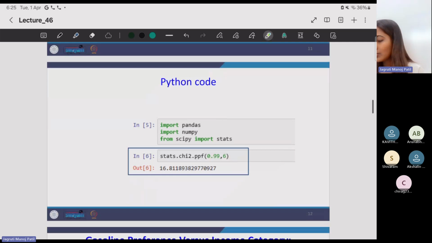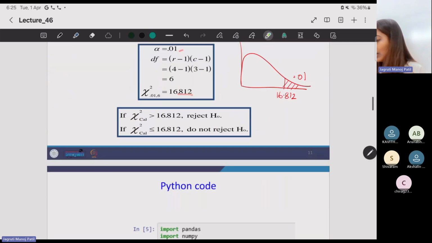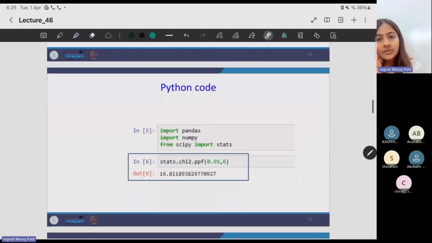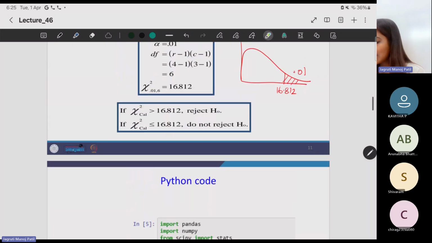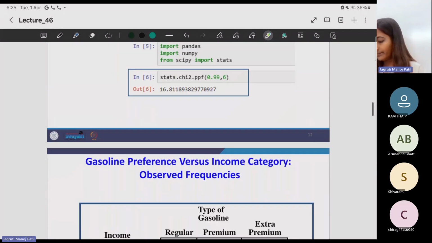So if it was 1%, you get the value from the table. If you want to do it using Python, Python follows the other way around. In the table, you'll have to look at the 0.1 value. In Python, you'll have to write 0.99. So for 1%, it would be 0.99, and you get the value for it. Both values are similar. So it's 16.812 here, and here you also have 16.811.